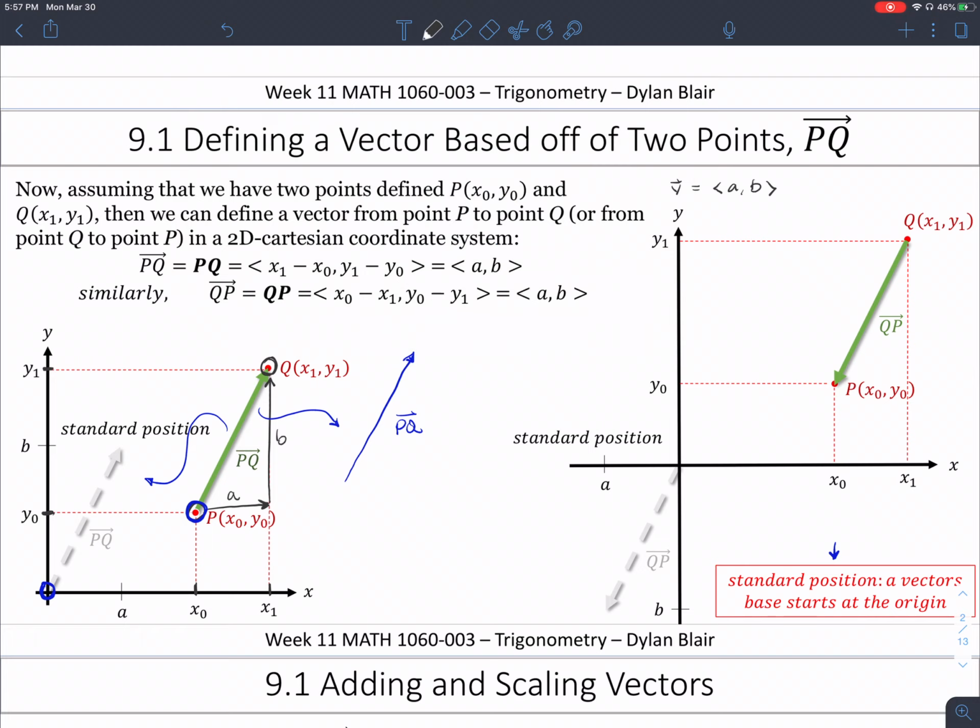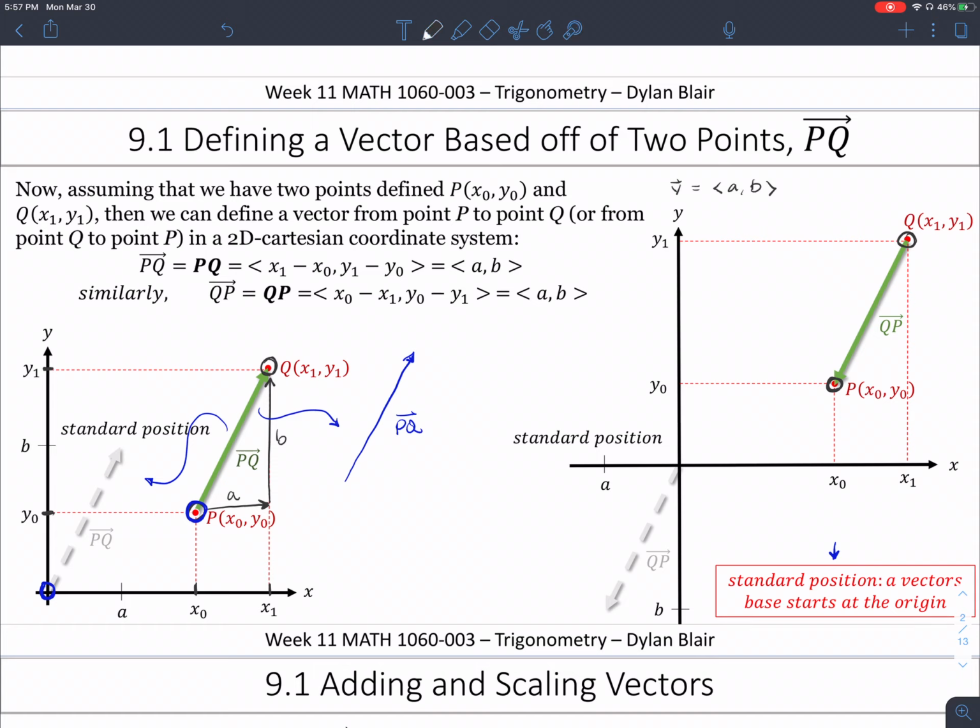Now, let's think about this on the contrary. What if we were to flip which point we started with and which point we ended with? So say we're starting with point Q and ending with point P. So we're effectively just flipping the direction of the vector by 180 degrees, right? We can see that visually from looking over here to looking over here. They're aligned exactly, just the head is at the opposite end.